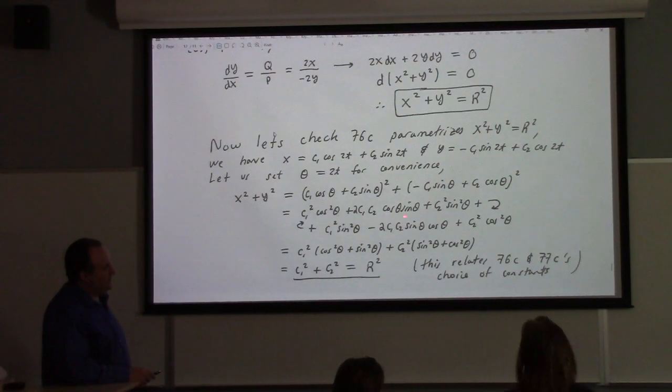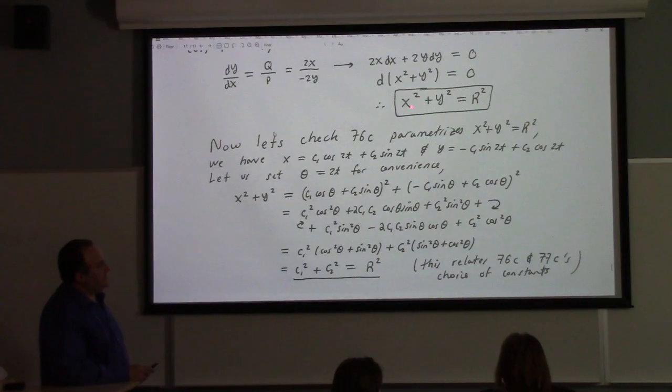So I get these two terms, they'd be canceling, right? Same terms, plus, minus. And on the outside, you get a cosine squared and a sine squared. Those add to 1, and we get c1 squared plus c2 squared is equal to r squared. And so, in fact, yes, we do parameterize this with the previous solution.